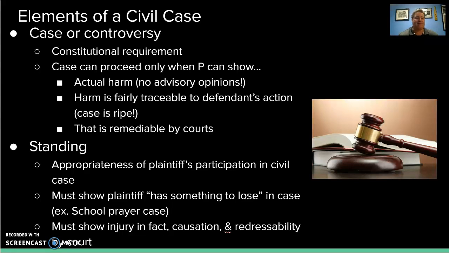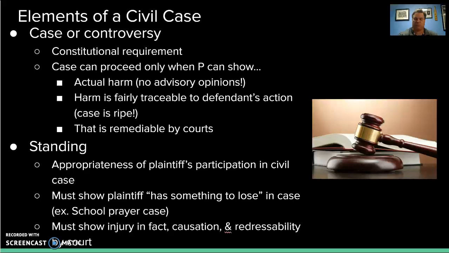Standing is another idea. It's whether or not the plaintiff's participation in the case is appropriate in that case. You've got to show that the plaintiff has something to lose in the case. For example, in Illinois, there was a school prayer law that was passed 2010, 2011, something like that, that required public schools to hold a daily prayer in class, in public school.